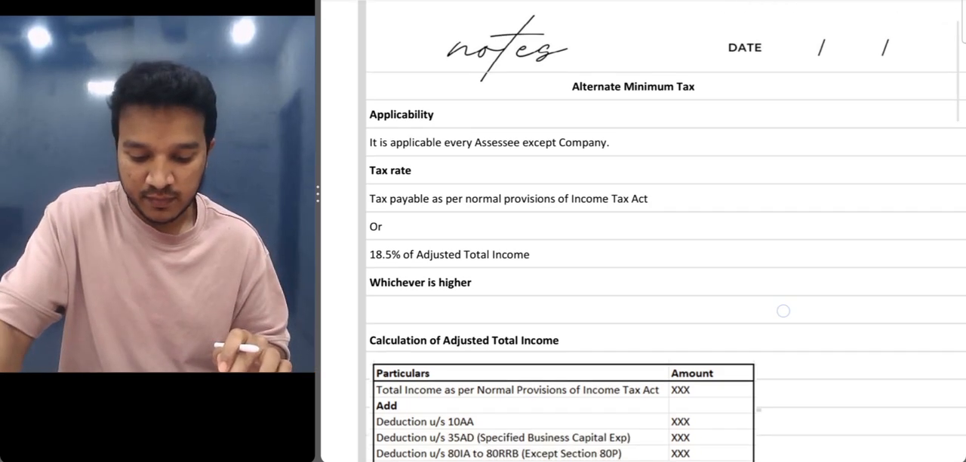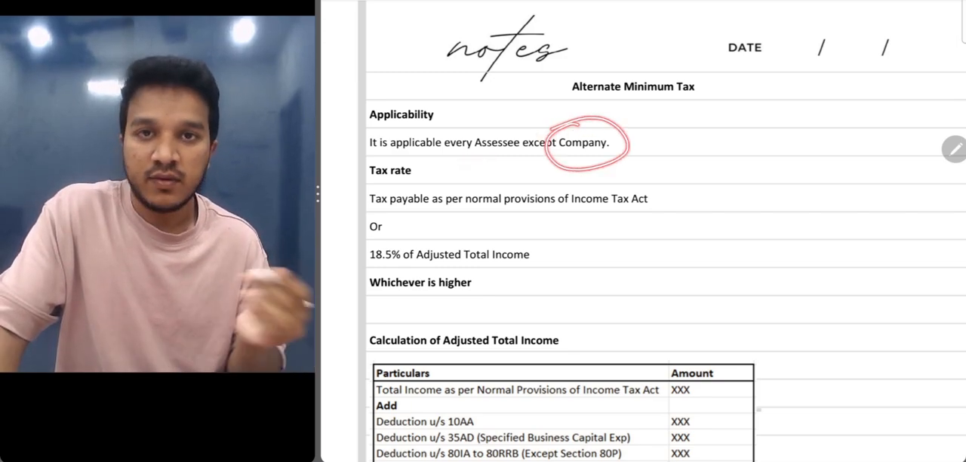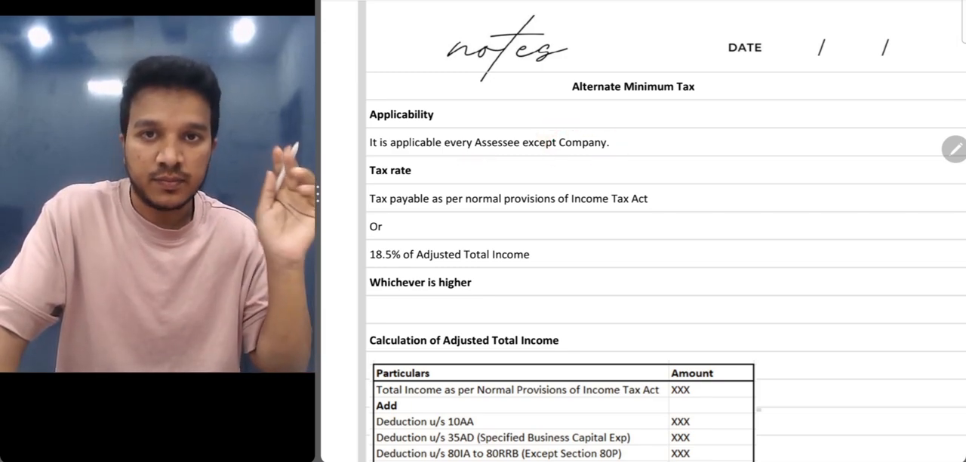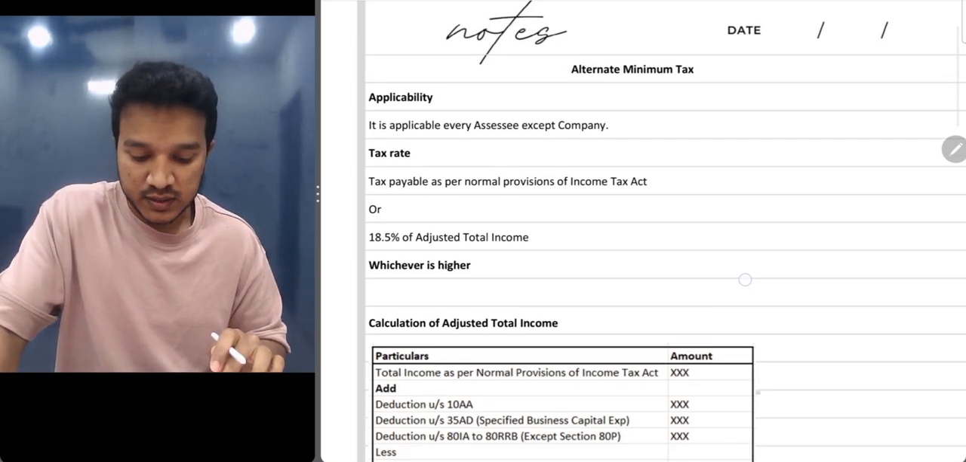I'll help you out. So first of all, this is applicable for every assessee, not companies. Why not companies? For companies, MAT is applicable. For every other assessee, alternate minimum tax is applicable. Clear? Now next one is what is the tax rate.